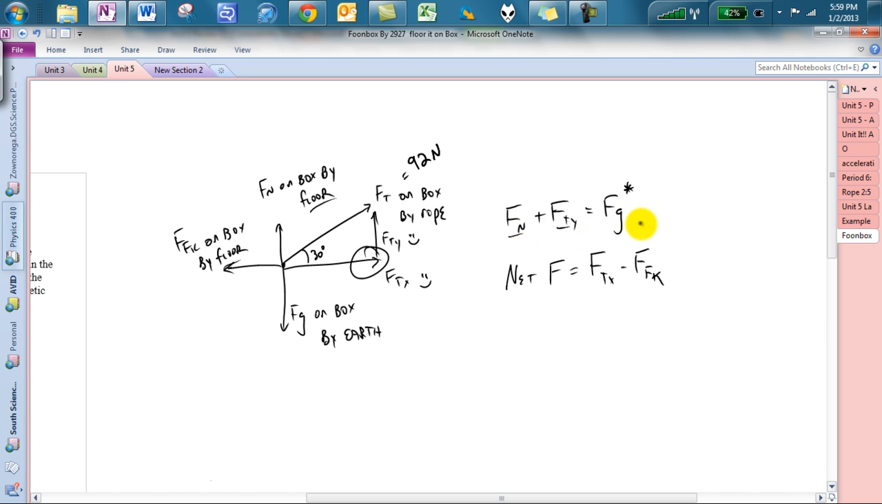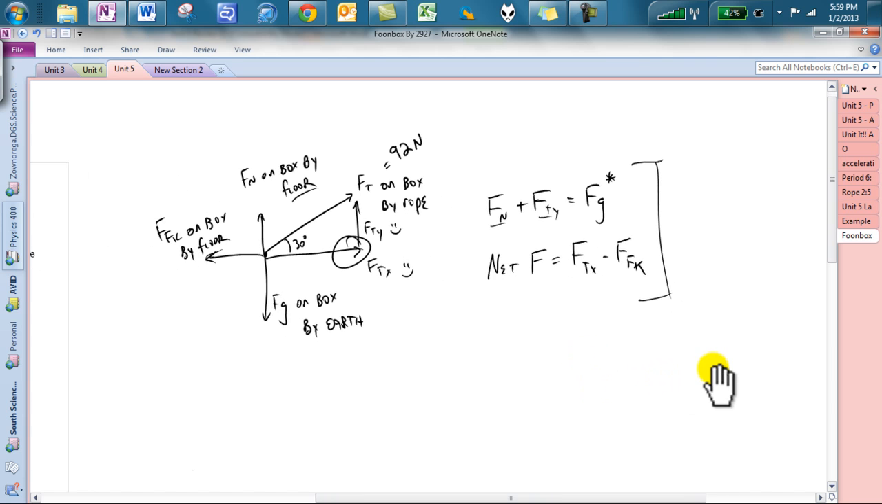The other thing that I know is it's accelerating to the right, and because it's accelerating to the right, I know that my FTX is larger than my FFK. I circled what we call the net force. The net force is the amount that one side is winning by, and in order to solve that, I'm going to do FTX minus FFK in order to get that. So you realize that basically I've sorted out two equations that come straight from my force diagram.